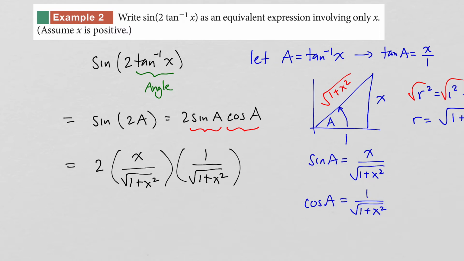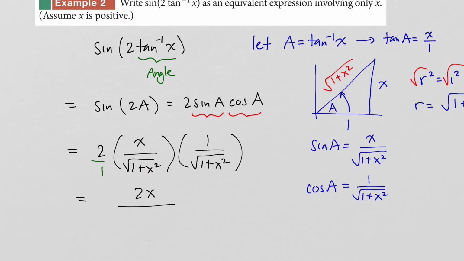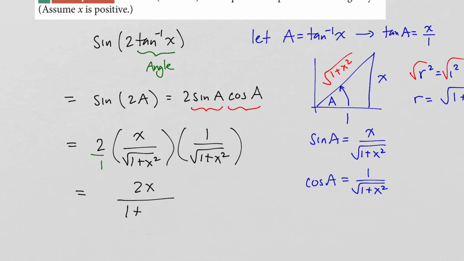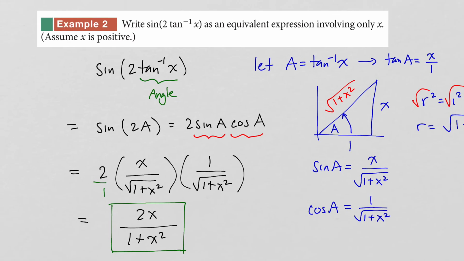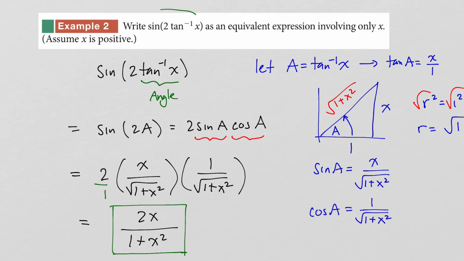And now if we just multiply these together, multiplying straight across here, we have 2 times x times 1, which of course is 2x. And in the denominator, we have the square root of 1 plus x squared multiplied by the square root of 1 plus x squared, and that is simply 1 plus x squared. And so we've found an expression for this involving only x. So notice that we do not have any trig functions in our answer.